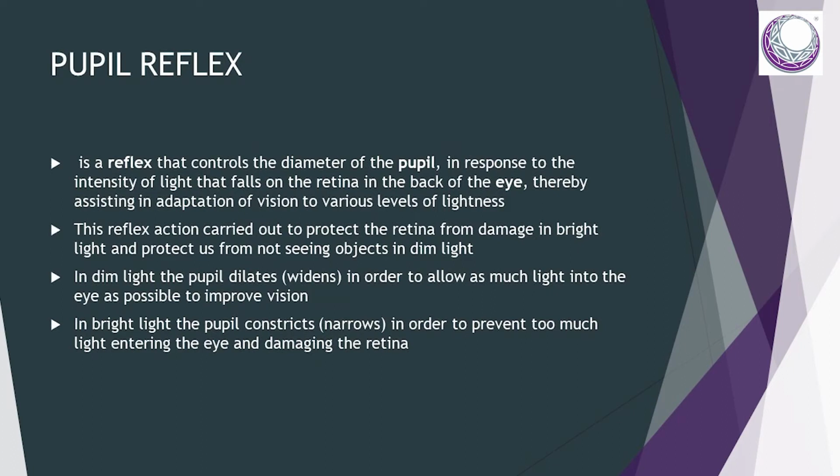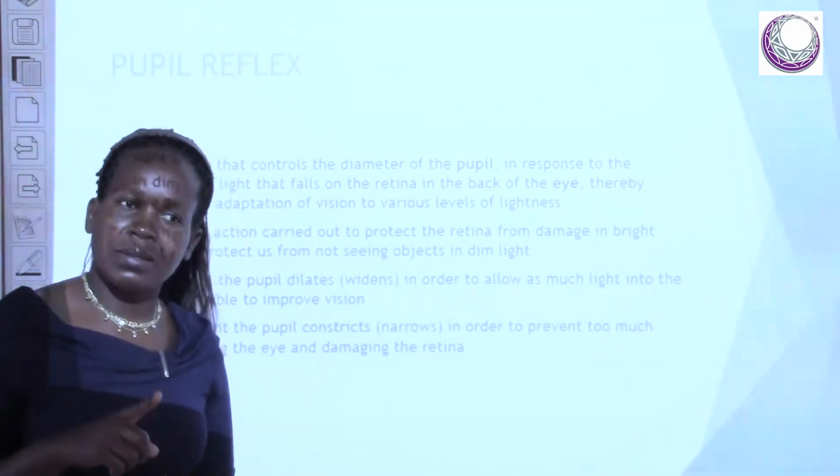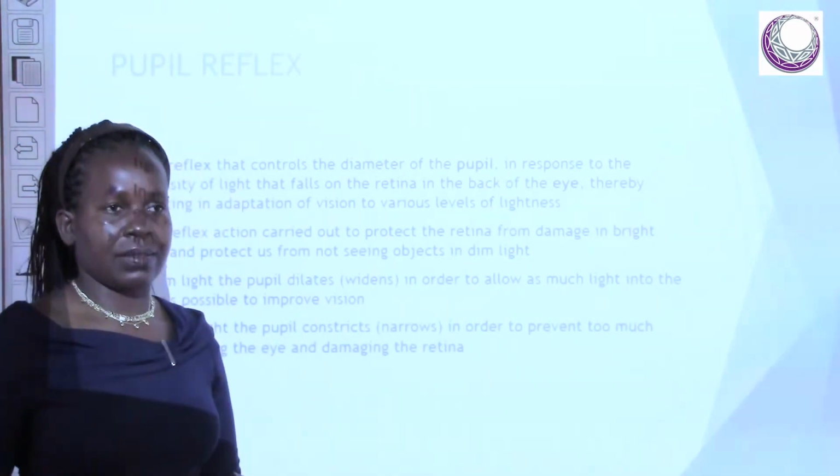So, like I said, the iris controls the size of the pupil. The iris has got two sets of muscles which work antagonistically, same as the bicep and the tricep. When one contracts, the other one relaxes. So the iris has what we call circular muscles and radial muscles.